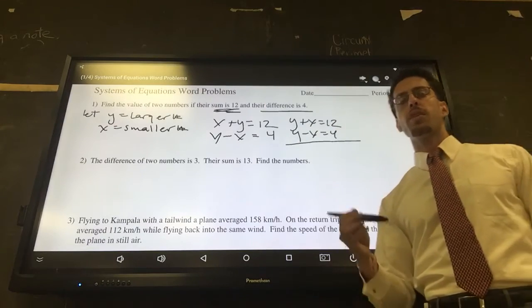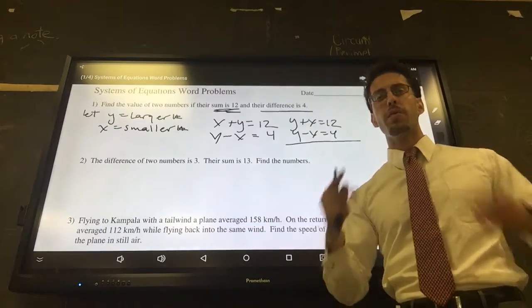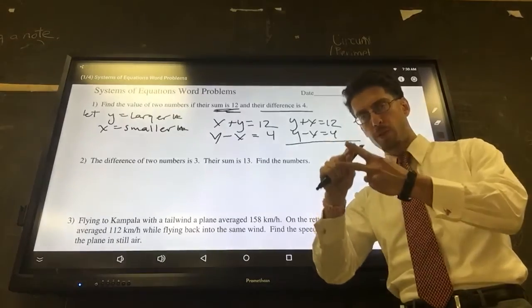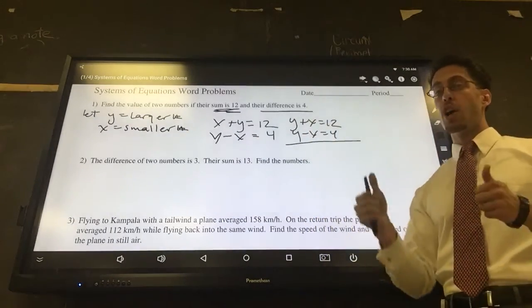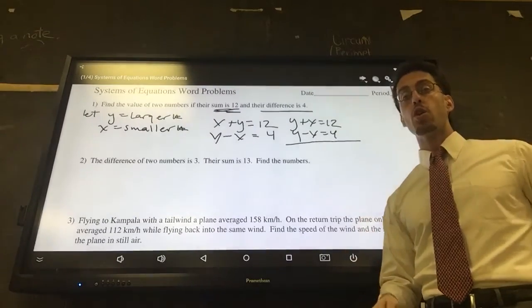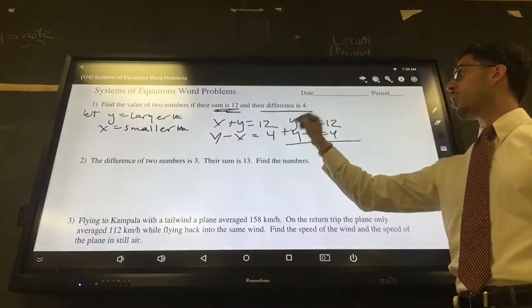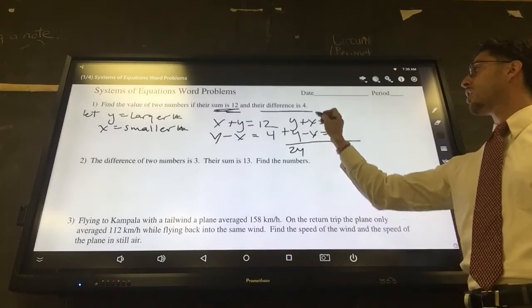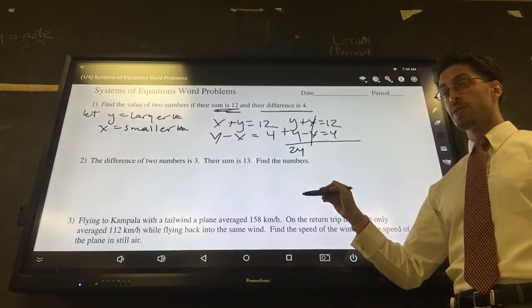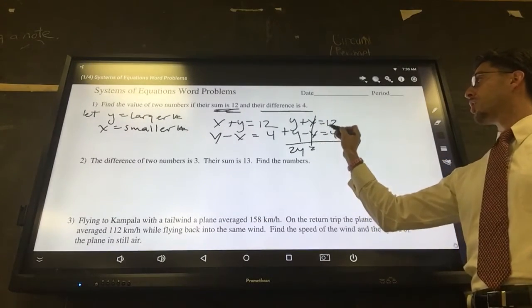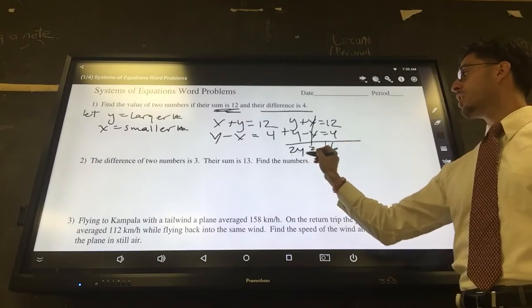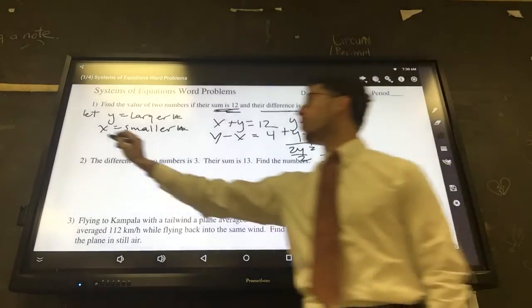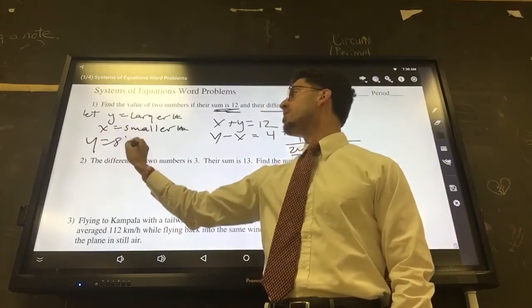And then I decide if I'm solving a system, I have two choices. Substitution or elimination. Elimination if they're lined up like this. They are lined up like this. So, I put a plus sign. y plus y is 2y. x is canceled because they're inverses. And 12 plus 4 is 16. Divide by 2, and y equals 8.